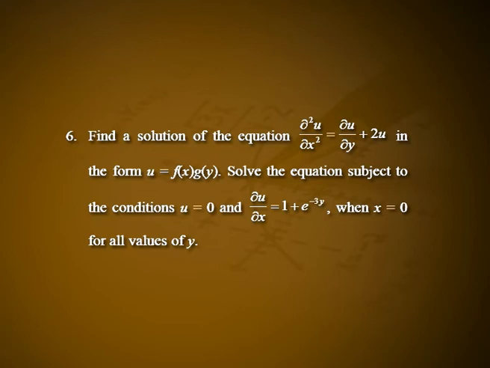Sixth one, find a solution of the equation dou square u by dou x square is equal to dou u by dou y plus 2u in the form u is equal to f of x into g of y. Solve the equation subject to the conditions u is equal to 0 and dou u by dou x is equal to 1 plus e raised to minus 3y when x is equal to 0 for all values of y.